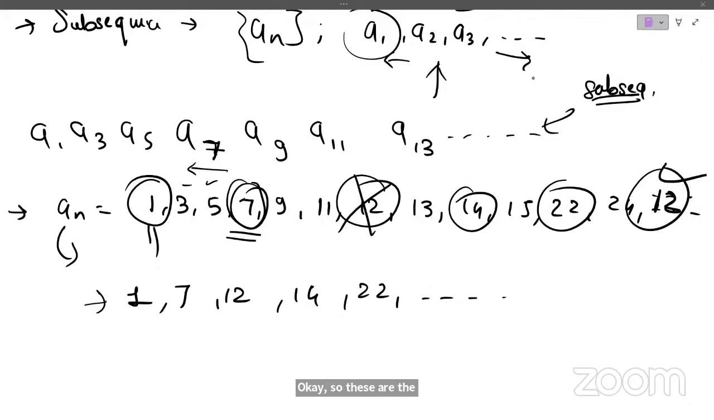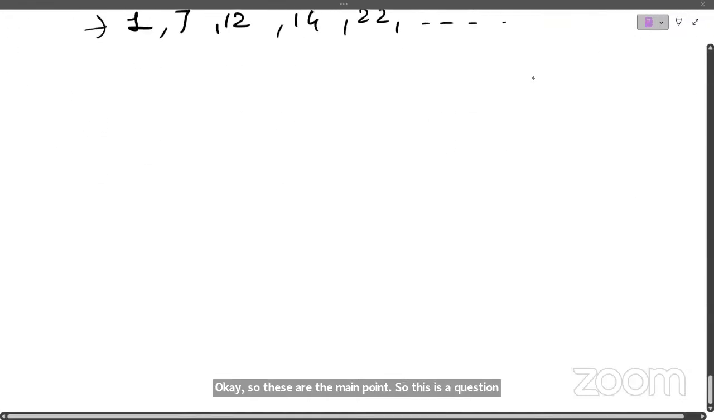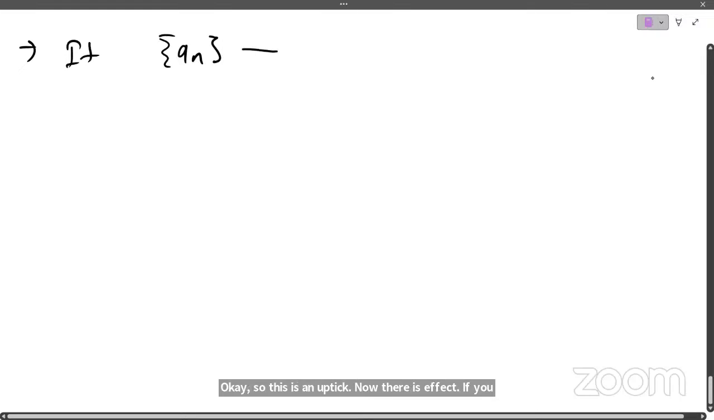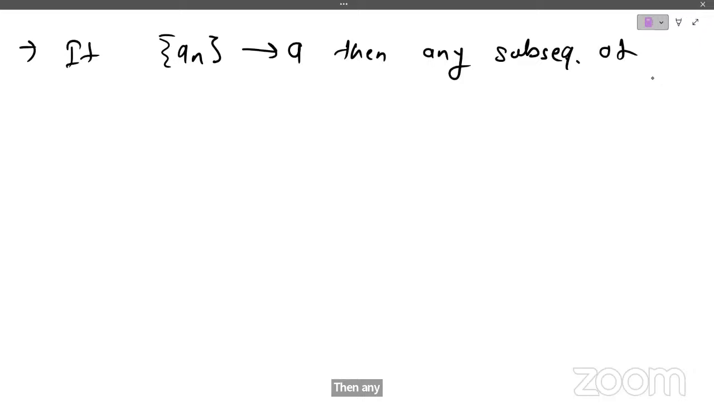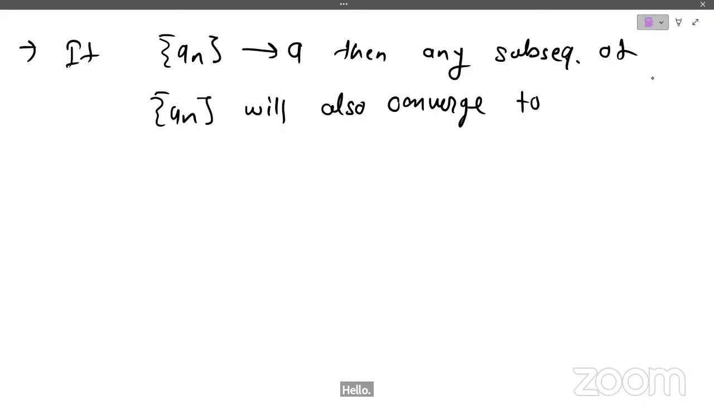So this is a question Shubham has posted. Okay, so this is a subsequence. Now there is a fact. If you have a sequence an and your sequence converges to A, then any subsequence of an will also converge to A. This is a fact. Okay, so just try to interpret it.